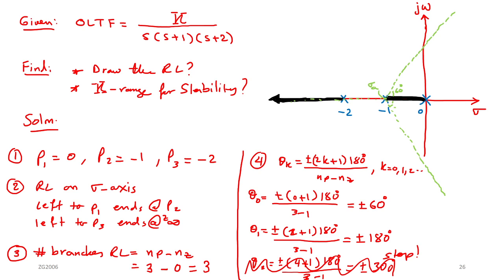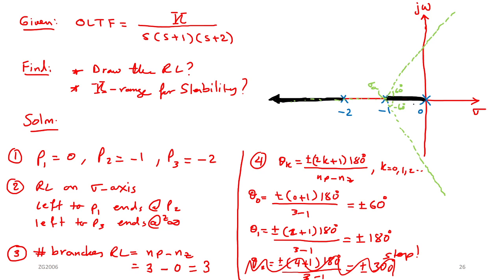This is minus 60 degrees. All right. Very nice. Now, where is the breakaway point for the other two branches? Okay. There is a rule in the book and also in the notes. If you want to find it precisely, where is the breakaway point for the branch.